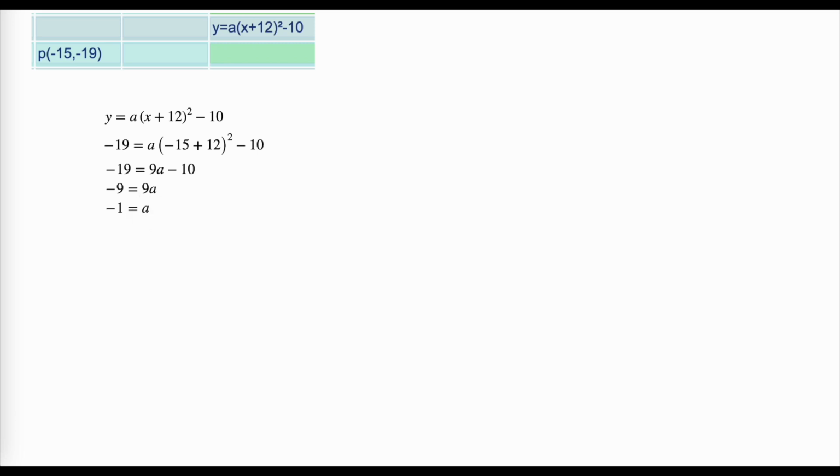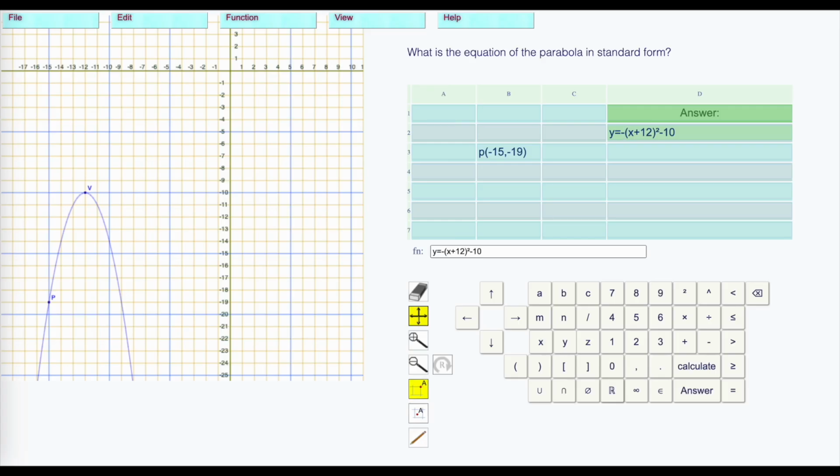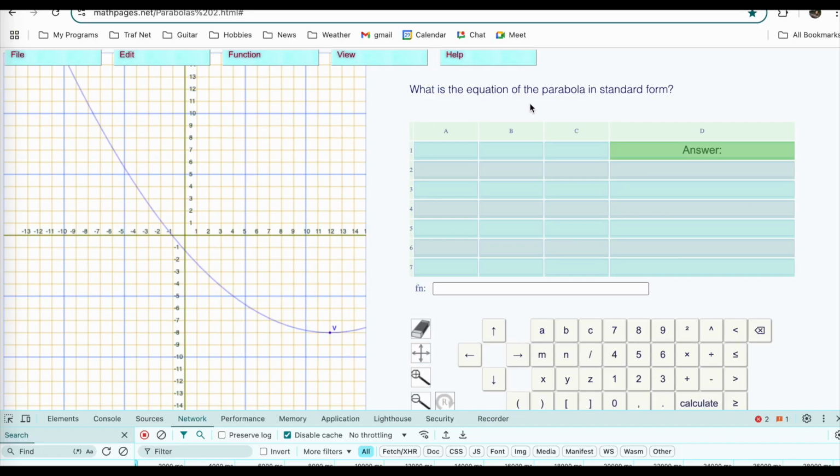So let's go back to the program. A is negative 1. I'm just going to put a negative there. There's our a. All right, let's do another one.